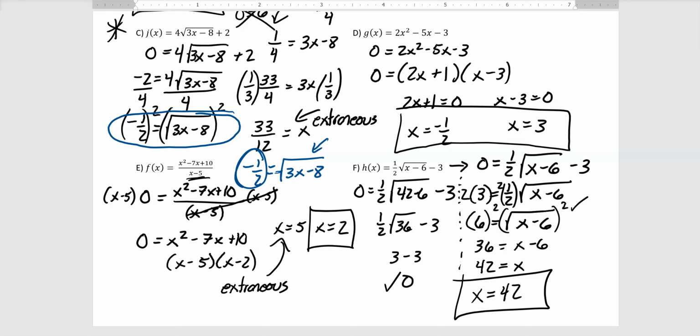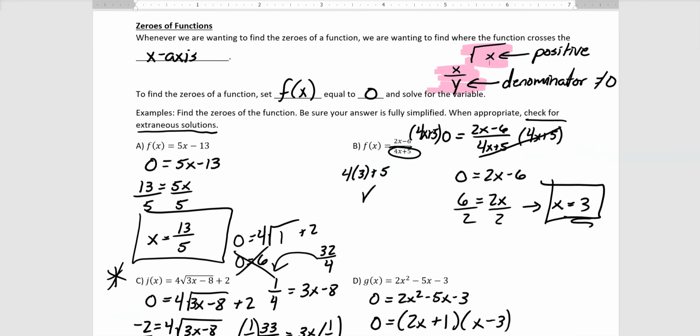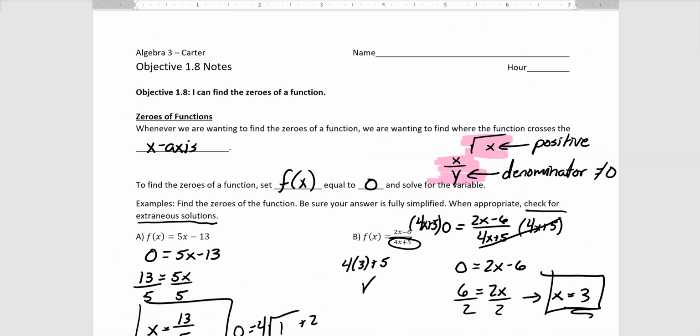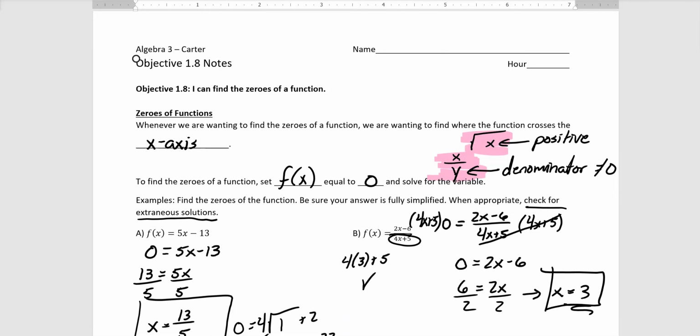All right, well, this is solving for zeros. Hopefully we're feeling good. If you want a little more practice or a few more examples, go ahead and check the samples video. Otherwise, dive into those practice problems and hopefully we can crush them.